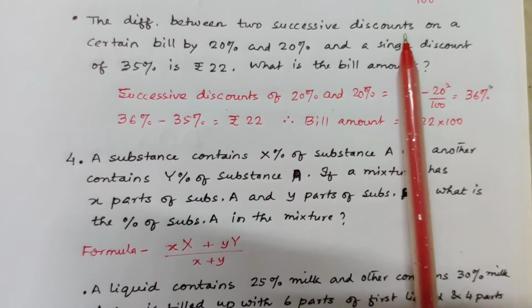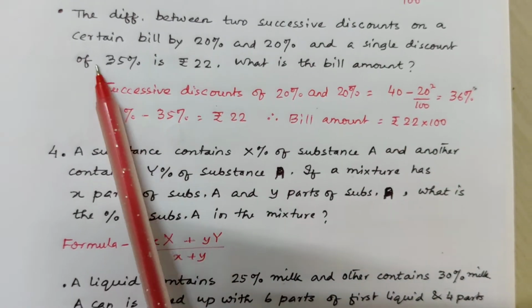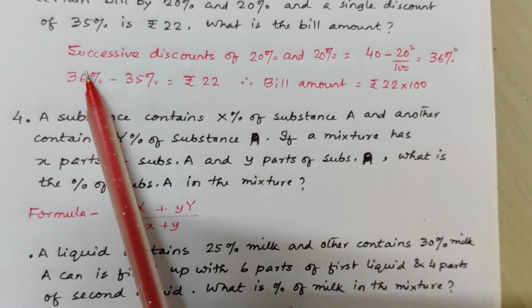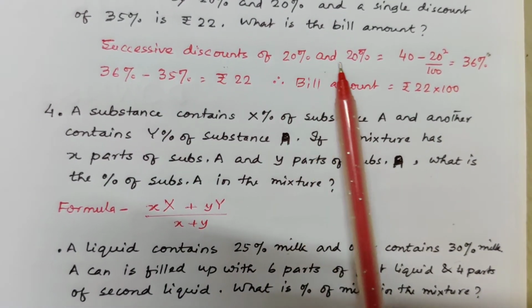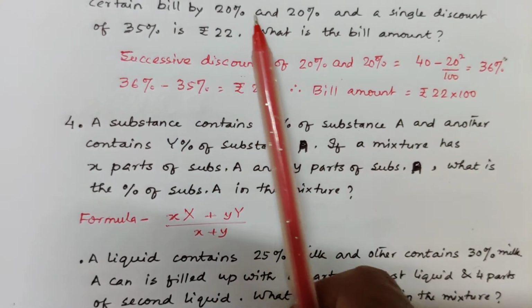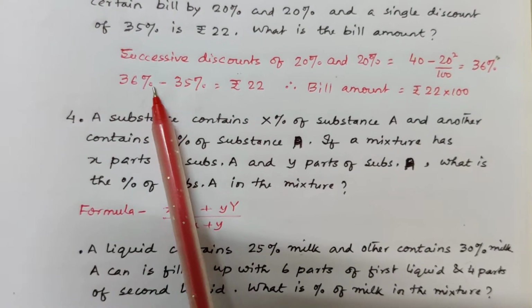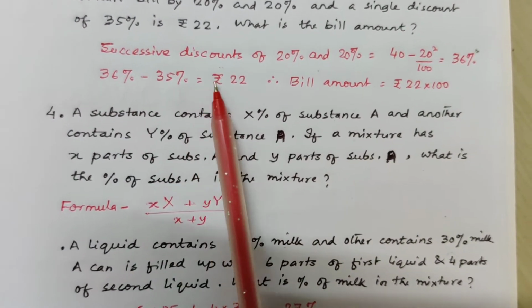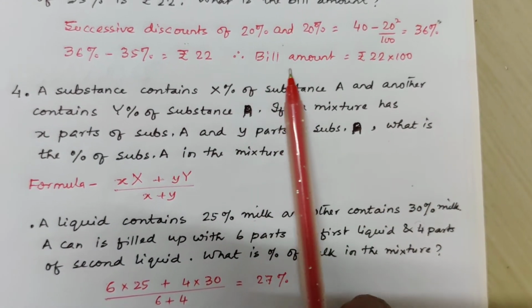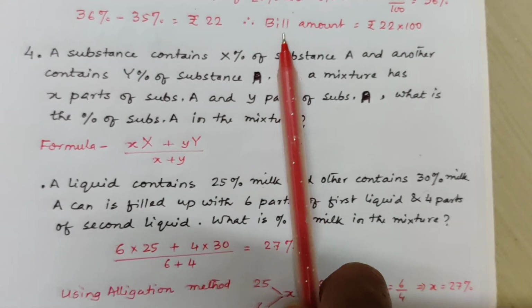The difference between two successive discounts of 20% and 20% on a certain bill and a single discount of 30% is rupees 22. What is the bill amount? Now successive discounts of 20% and 20% make it 36%. Now according to our problem, 36 minus 30% is equal to rupees 22. That means 1% is rupees 22. That means 100% is 22 into 100, that means 2200.